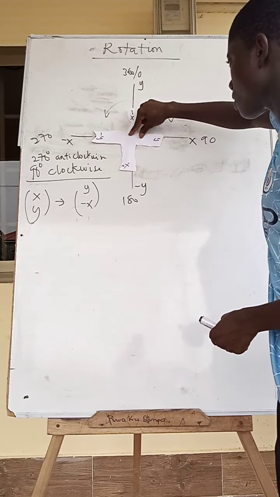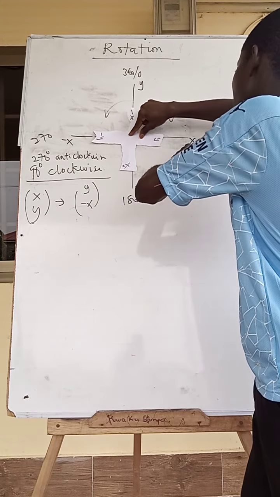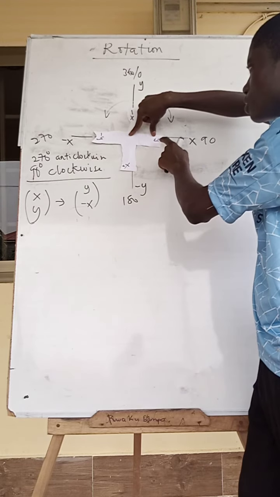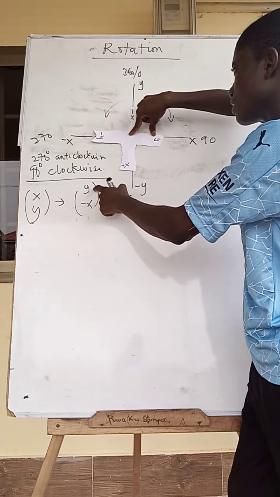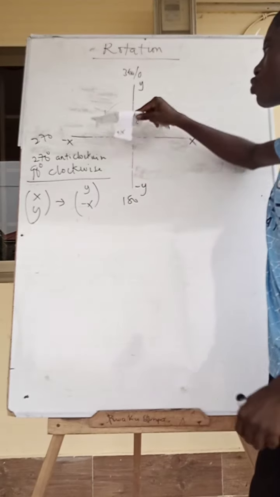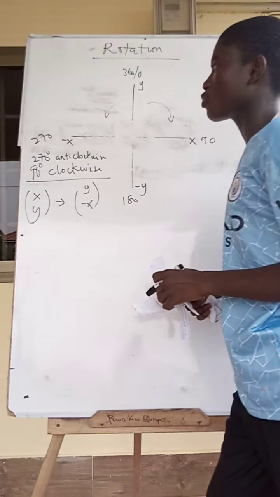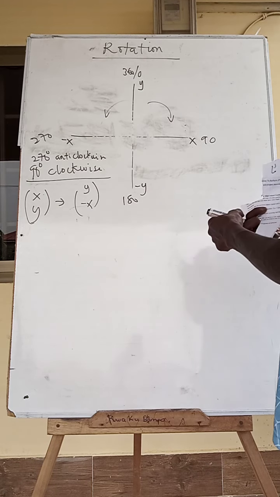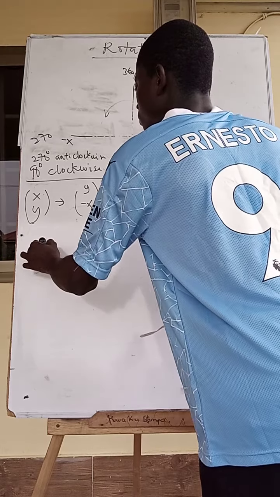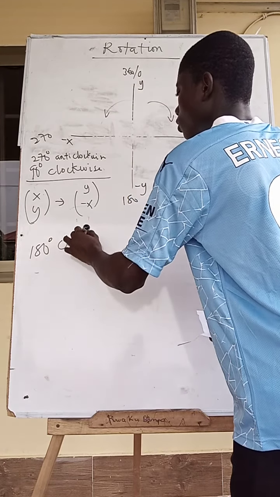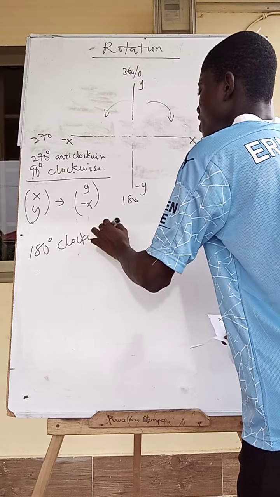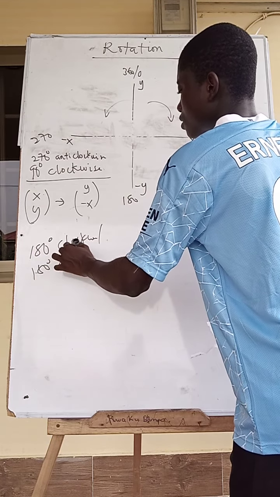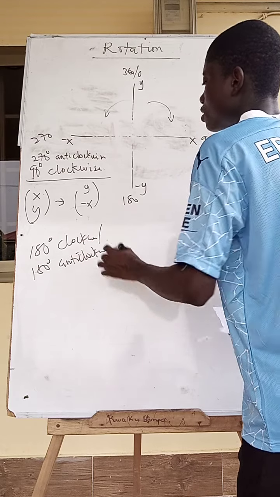Then let's go and check it. I told you to read from the x-axis to the y-axis, so x and y. What is showing? We can see y is still showing here. And what is the x? So 270 degrees anti-clockwise is the same as 90 degrees clockwise. That's the formula. Now for 180 clockwise, it is the same as 180 degrees anti-clockwise. They are the same.